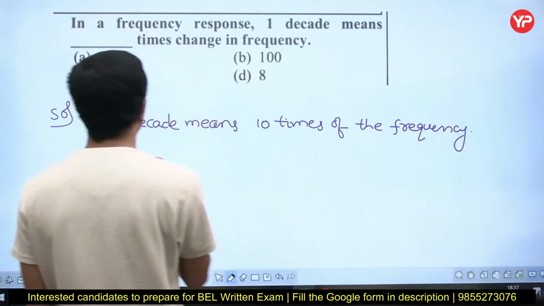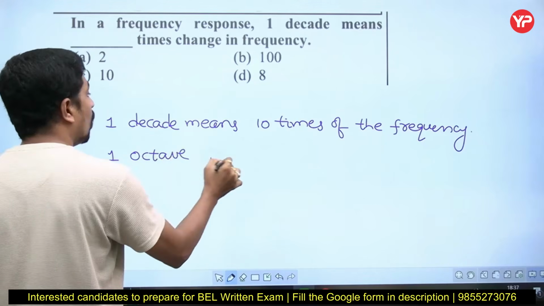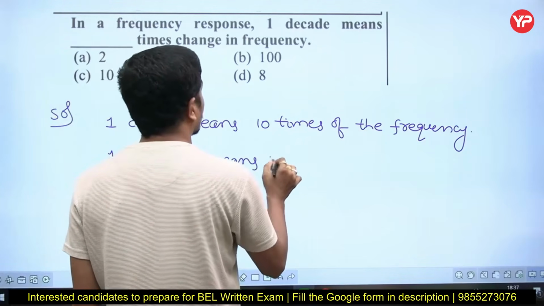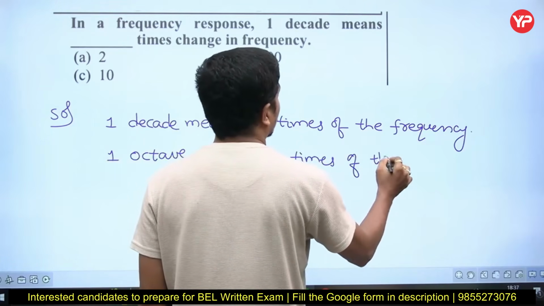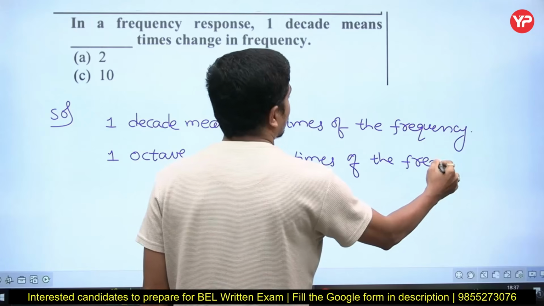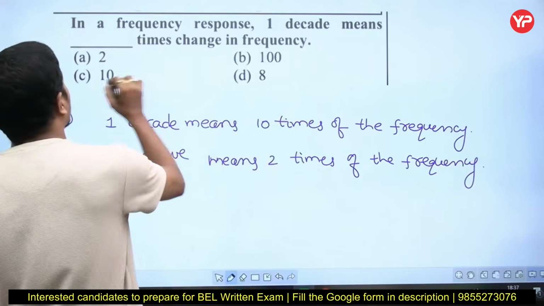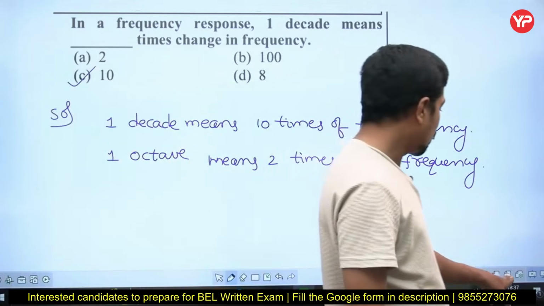1 octave means... People will get confused. Octave means 8? No. 1 octave means 2 times the frequency. Octave means 2 times the frequency. So he's asking about decade. It is 10. Right? Choice is B. Let's go to the next question.